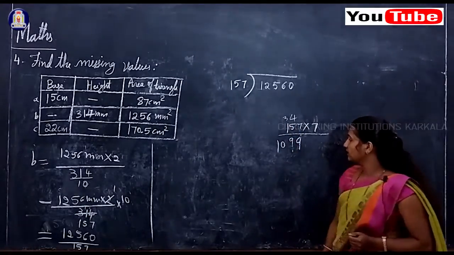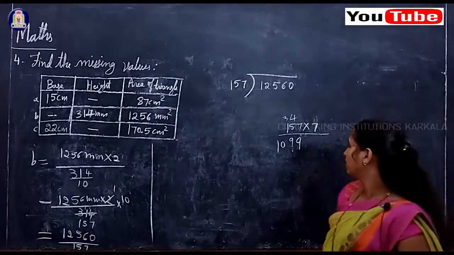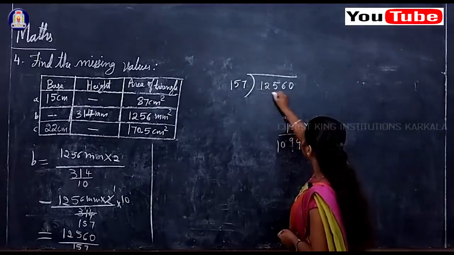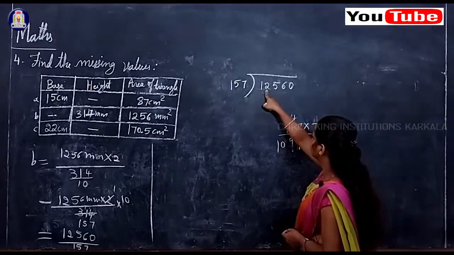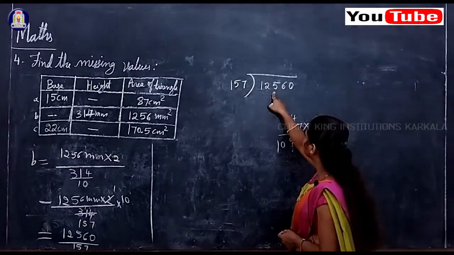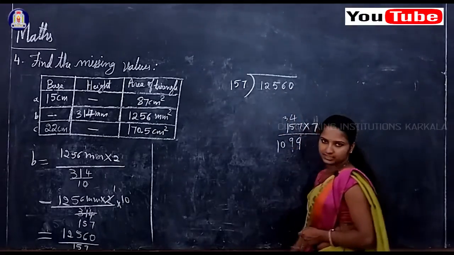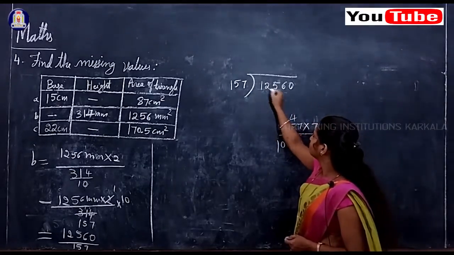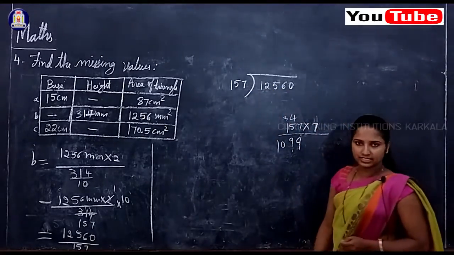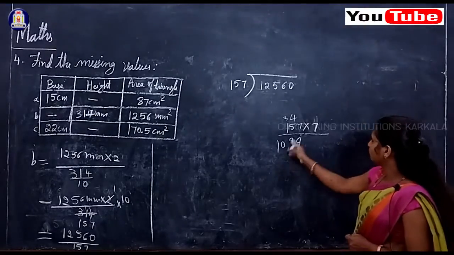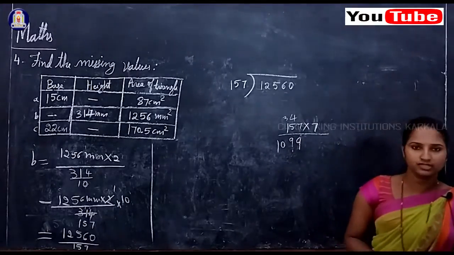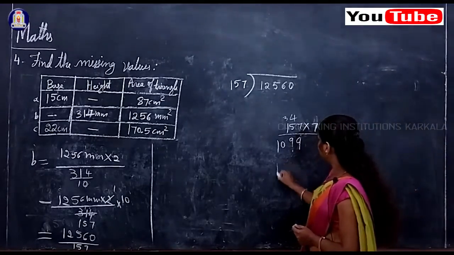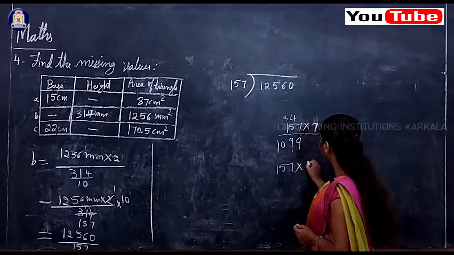10. So 1099 is near to 1256. If you want, you can take only 2 digits, but 2 digits cannot, 3 digits also cannot. So you have to take 4 digits. Understood? So 157, how much? 1256 you can see. Okay. Now here if I multiply 157 into 7, I got the answer 1099. So 157 into 8.